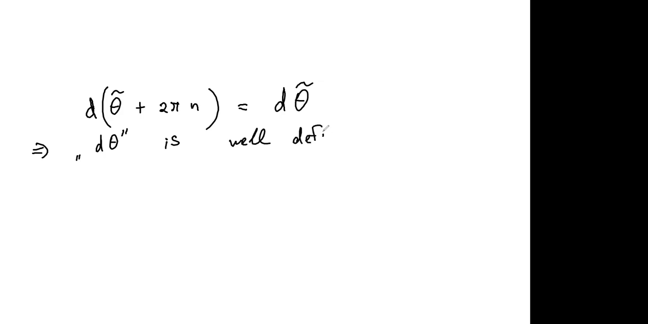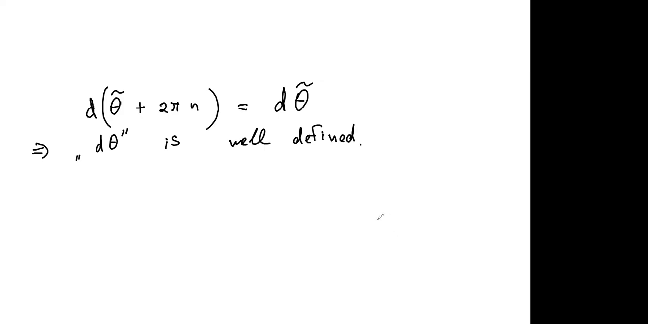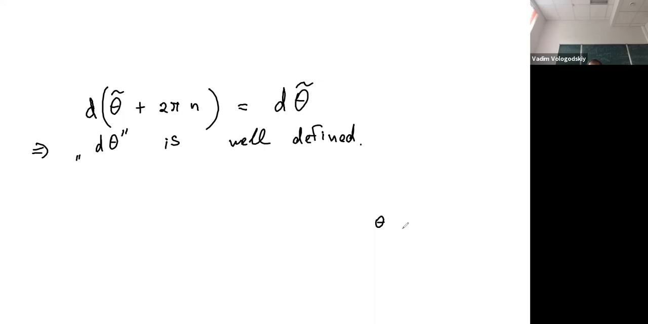I'm sorry, what does it mean to define another branch? Well, what I mean by a branch, right? I have my theta, which is a map from S1, or maybe I'd say from U to R mod 2 pi Z. What do I mean by a branch? I mean any continuous, well, smooth map.